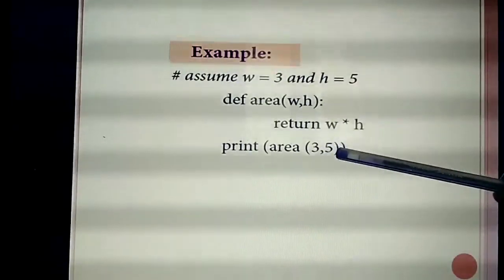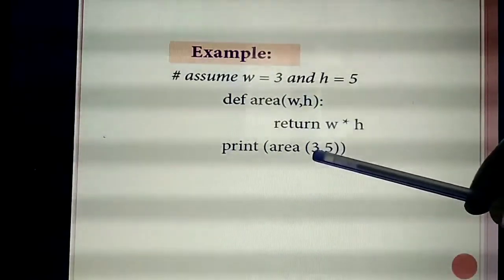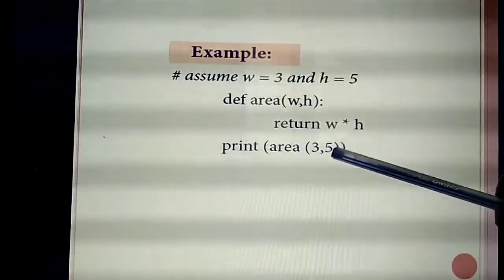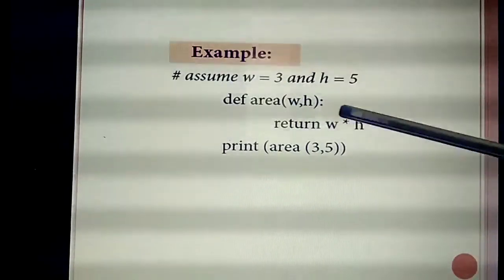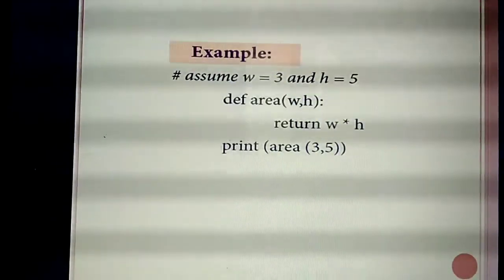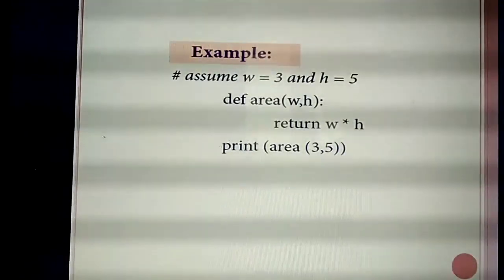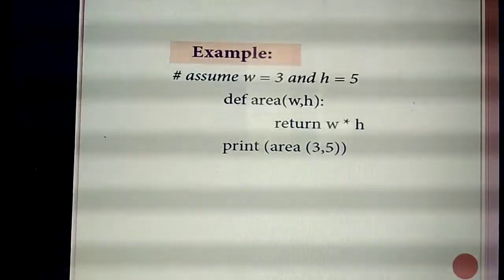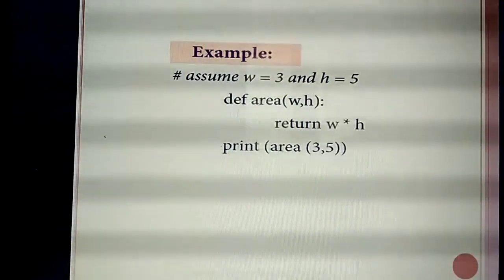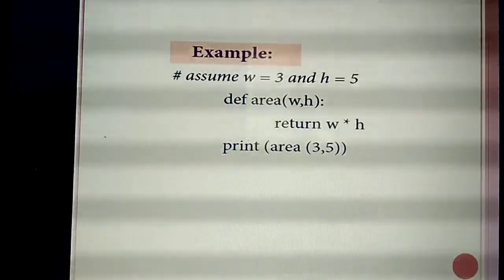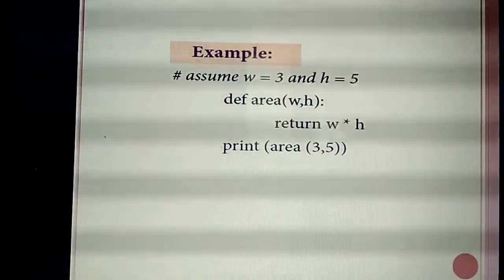So if you are giving like this and running the program, will the interpreter take the value 3 for H and 5 for W? No. Why? Because the first position belongs to W, then the second position belongs to H. That's the correct positional order. Understand the first point now? So whatever arguments you are passing, they are passed to the function in a correct positional order. The first value will go to the first argument, the second value will go to the second argument. Understand? That's the first point.